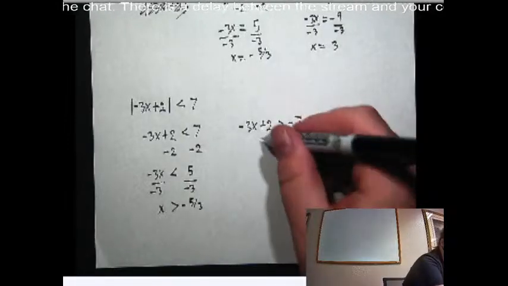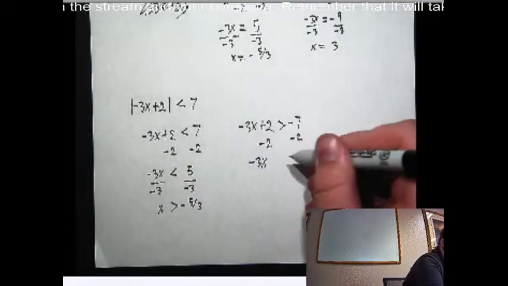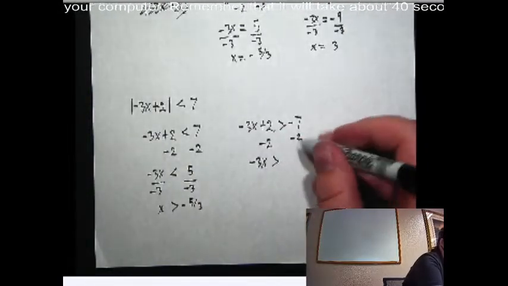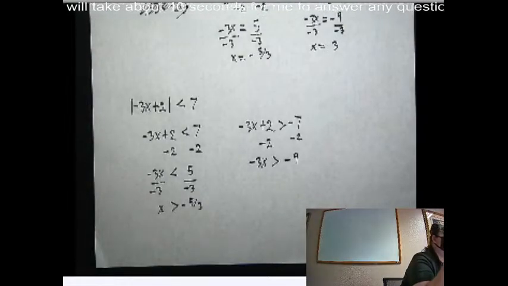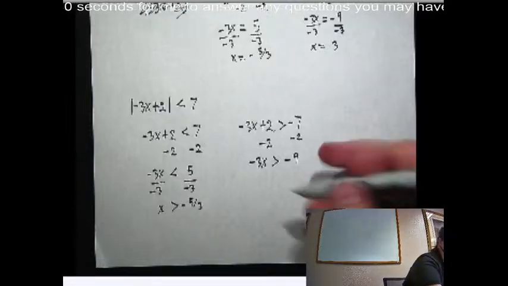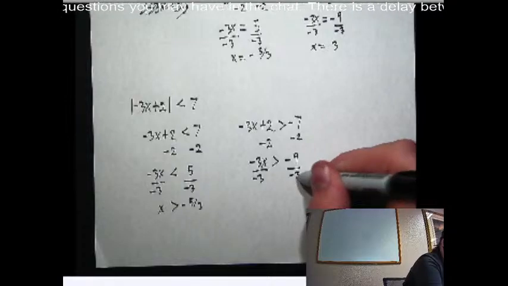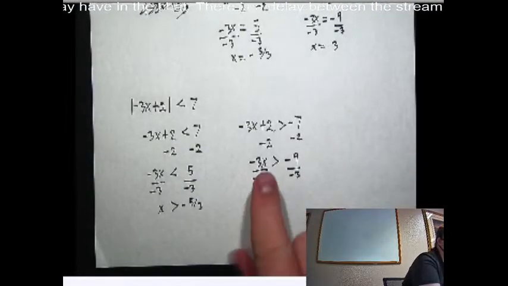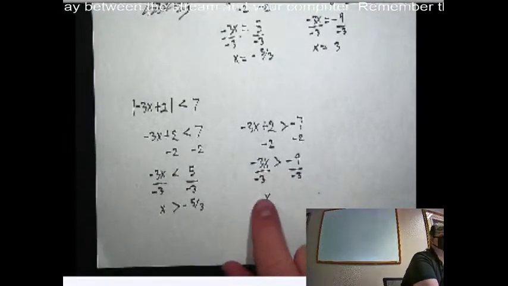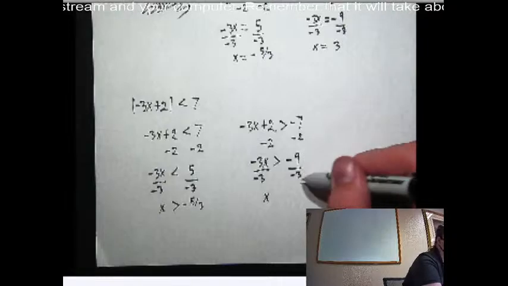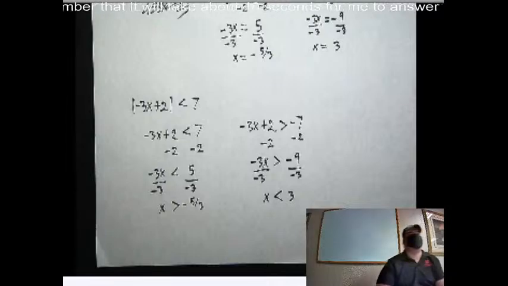Let's do the other half. Of course, same thing, same process, minus 2. We get negative 3x is greater than negative 9. And then again, we're going to divide by negative 3, so what's going to happen? Yes. We divide by a negative number. And all of a sudden, the values of our sides has flipped. This side started negative, is now positive. This side started negative, is now positive. So we need to flip that sign.